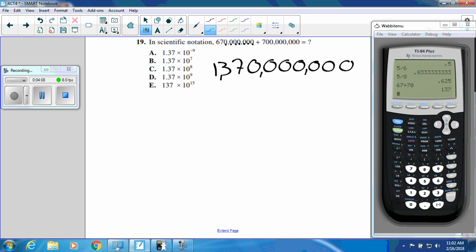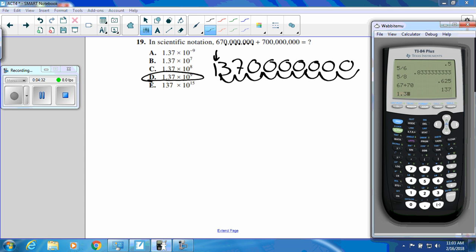All right, so now I've got to turn this into scientific notation. So I just count the number of zeros, or the number of spaces to that first digit right there. So we've got 1, 2, 3, 4, 5, 6, 7, 8, 9. All right, so this is 1.37 times 10 to the 9th power. You can check that easily by typing it in the calculator. 1.37 times 10 to the 9th power. And then count and make sure it matches up. So we've got 1, 2, 3, 4, 5, 6, 7 zeros to go with our 7 zeros from that.